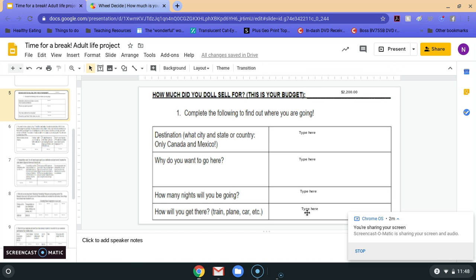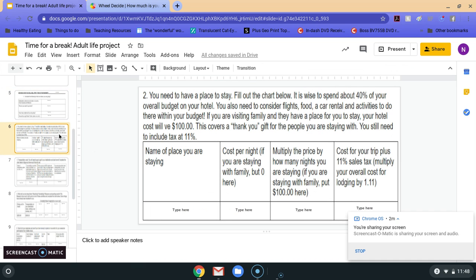And how will you get there? Are you going to drive to this location? Are you going to take a train? Are you going to take a plane? Whatever the case may be, you're going to put that there. On the next slide, you need a place to stay. So you need to fill out this chart below.